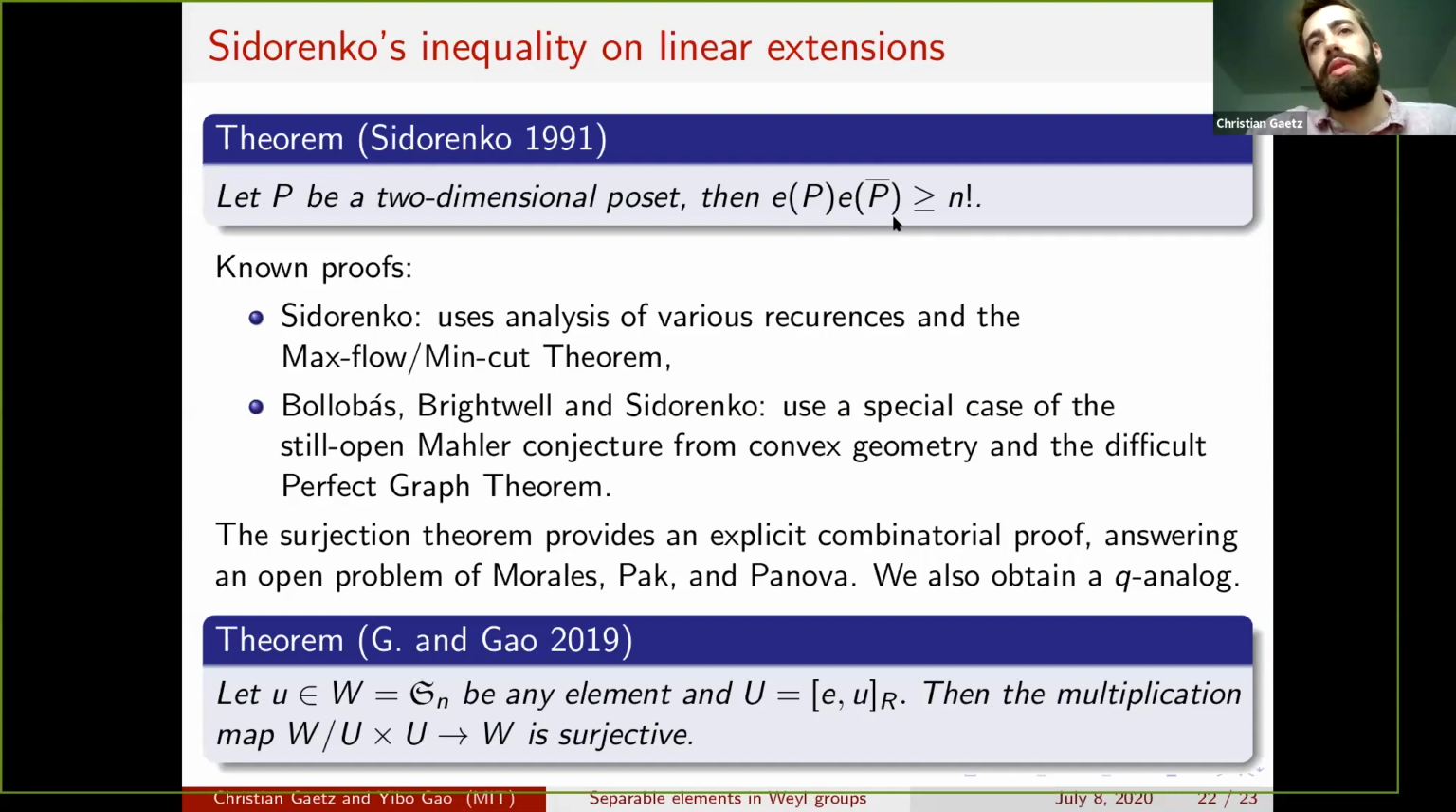These are the number of certain combinatorial objects. This is a nice combinatorial number. There should be some way to see this explicitly. And our surjectivity theorem gives that.